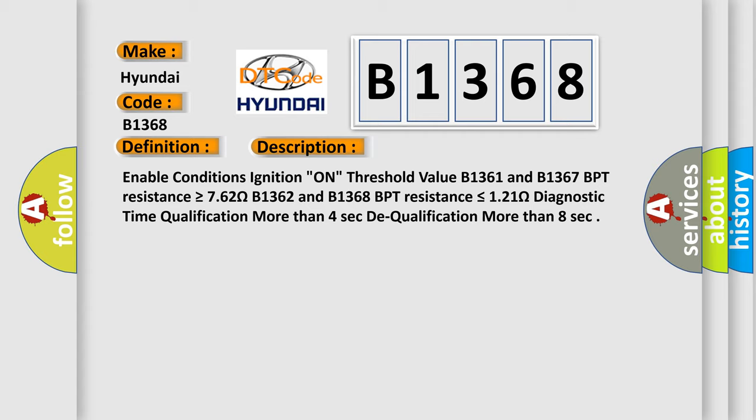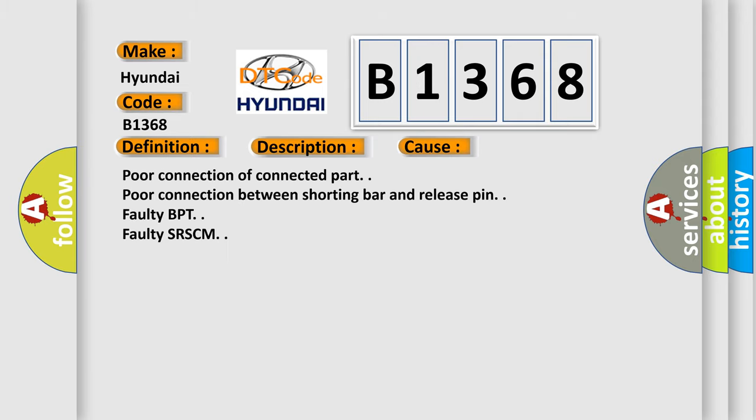Enable conditions: ignition on. Threshold values: B1361 and B1367, BPT resistance is greater than or equal to 7.62 ohms. B1362 and B1368, BPT resistance is less than or equal to 1.21 ohms. Diagnostic time qualification more than 4 seconds. De-qualification more than 8 seconds. This diagnostic error occurs most often in these cases: poor connection of connected part, poor connection between shorting bar and release pin, faulty BPT, faulty SRSCM.